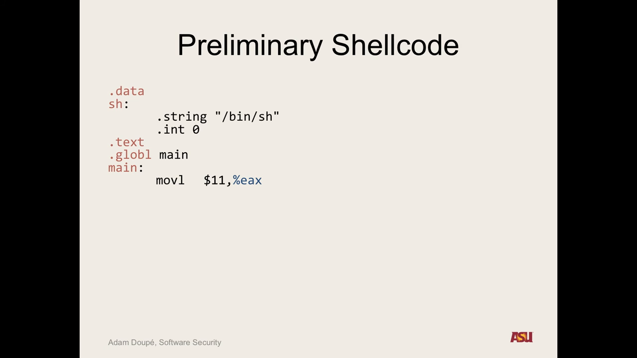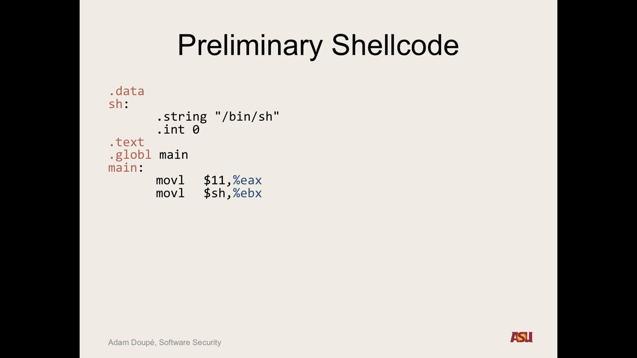So in main, we're first moving 11, which is the same thing as B, right, into EAX. Then we're going to move $sh into EBX. Is $sh a constant? Right, so the compiler, or maybe the linker, is going to replace this sh with the address of this string /bin/sh. So this is going to be done by the linker, as we'll see. Right? So this first part, moving sh into EBX. So now in EBX is the address of sh.